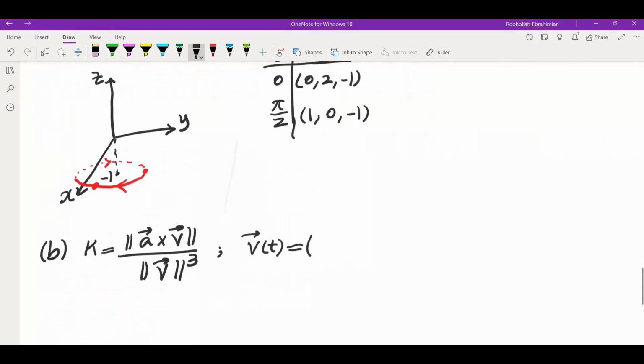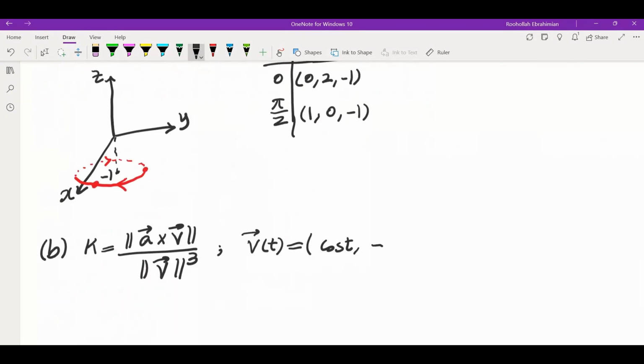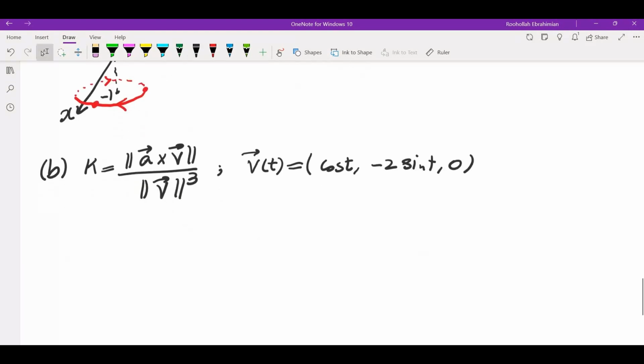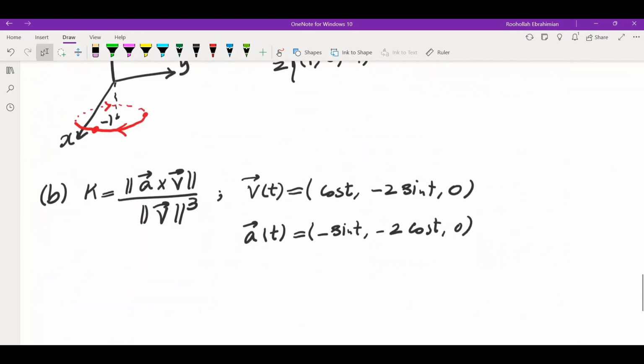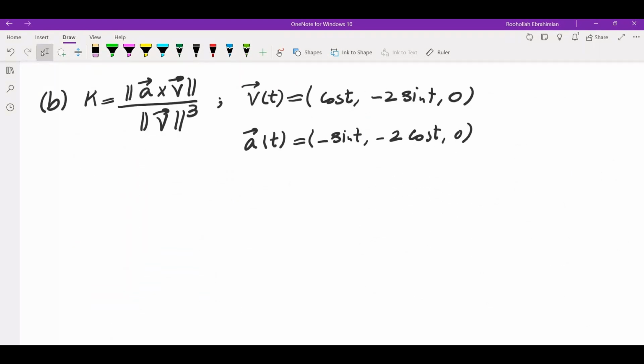So we're going to differentiate the position. We get cosine of t minus 2 sine of t and 0. And then we're going to find the acceleration. So acceleration would be minus sine t minus 2 cosine t, 0. And they said find the curvature at t equals 0. So we're going to plug in 0 first, and then we're going to do the cross product. That makes things a bit simpler.